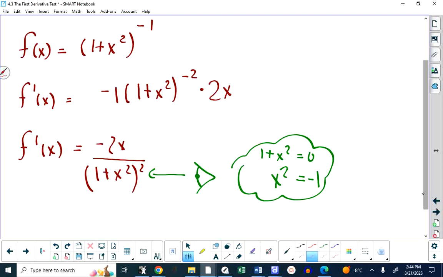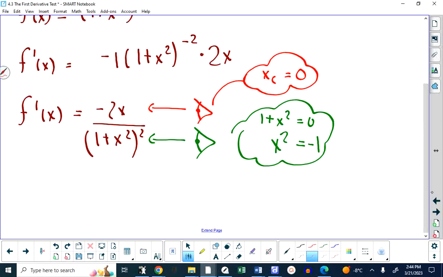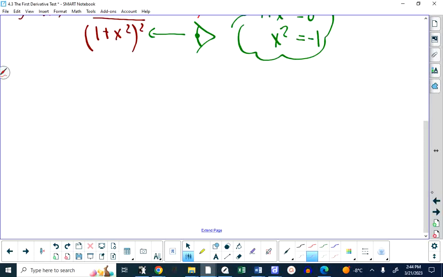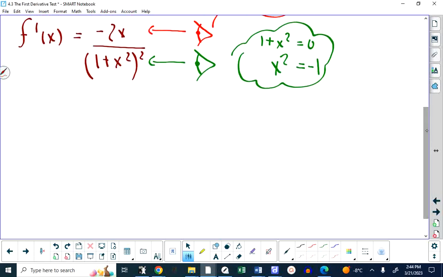I hope you can see that when you look at the top, you have a critical value of x of 0. So the derivative is going to be very straightforward in terms of putting it into a table. We are going to go from negative infinity to 0 and from 0 to infinity.